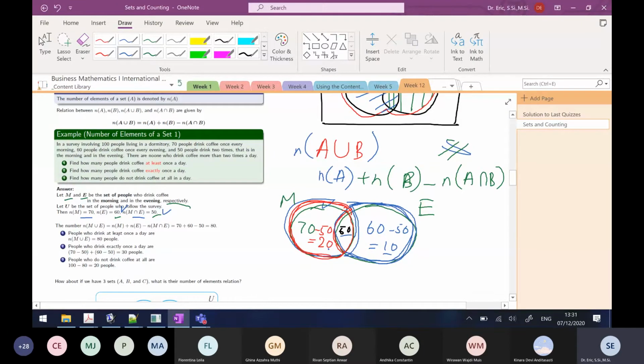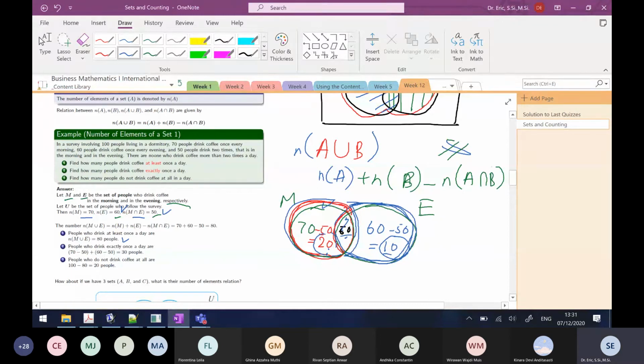And then, who drink at least once a day? At least one. So what do you mean, at least one? The crescent moon area here is just in the morning. The blue crescent moon is just in the evening. This one is in the morning and the evening, the intersection one. So if you want exactly one, this is just 20 plus 10. But at least one, if you have at least once a day, you can have twice a day. So you have 20 plus 50 plus 10. So you have 80 people.